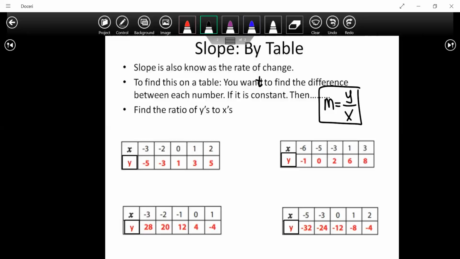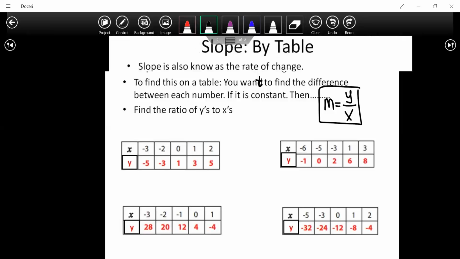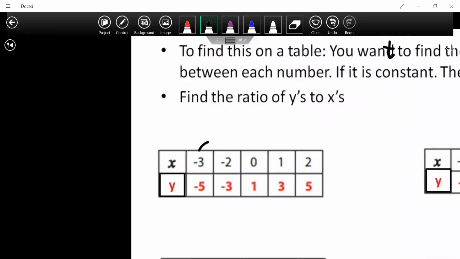Bam. Okay, now here's what we're going to be doing. We've got to find the difference between the numbers. So looking at problem number 1, if I'm going to go from -3 to -2, how much am I increasing by? 1. What about from -2 to 0? 2. 0 to 1, sorry, 1. 1 to 2? 1. Now, if I do it for my y's, -5 to -3, I'm doing what? 2. -3 to 1, 4. 1 to 3, 2. 3 to 5, 2.